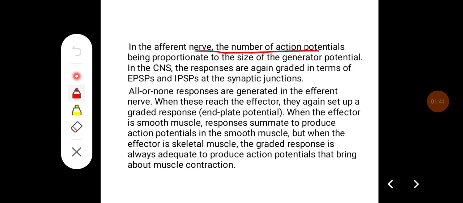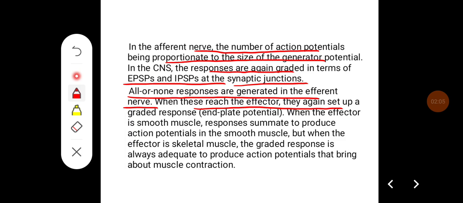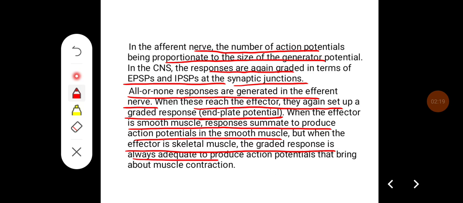In the afferent nerve, the number of action potentials is proportionate to the size of the generator potential. In the CNS, the responses are again graded, in terms of excitatory postsynaptic potential or inhibitory postsynaptic potential at the synaptic junctions. All or none responses are generated in the efferent nerve. When these reach the effector, they again set up a graded response, that is the end plate potential. When the effector is smooth muscle, the response may fail to produce an action potential in the smooth muscle, but when the effector is skeletal, the graded response is always adequate to produce an action potential that brings about muscle contraction.